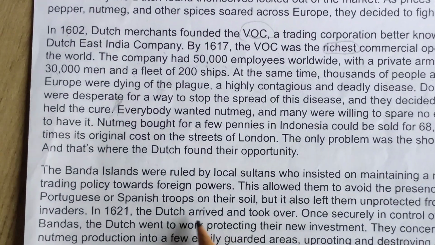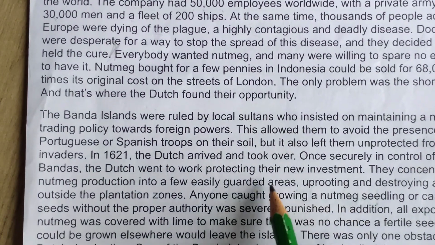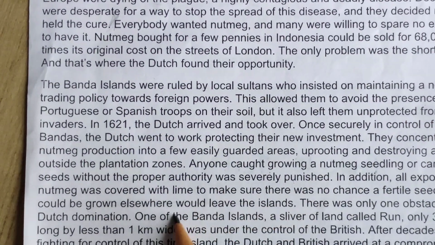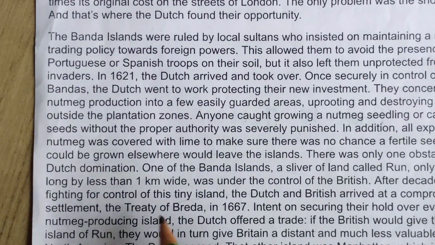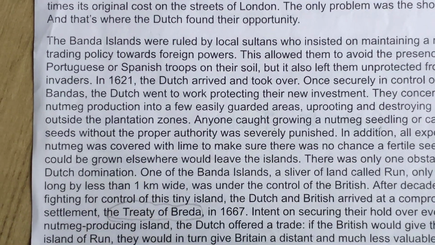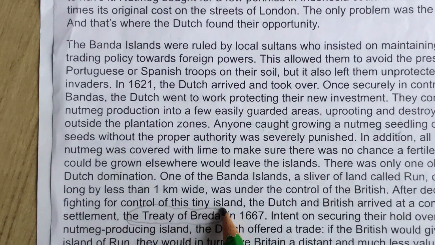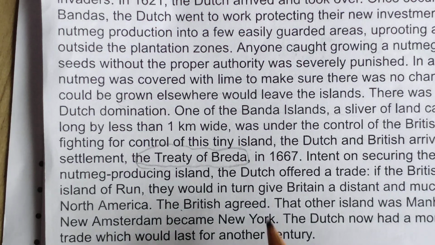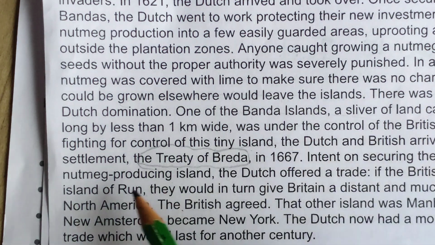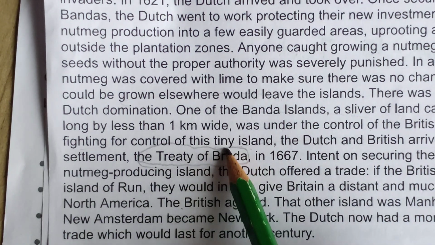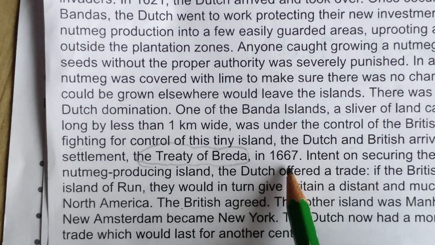The main word is different, in a different style actually. Treaty of... yes, Treaty of Breda is here. You can always find it like this. Let's read it from here. After decades of fighting for control of this tiny island, the Dutch and British arrived at a compromise settlement, the Treaty of Breda, in 1667.